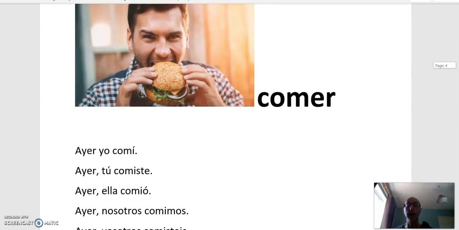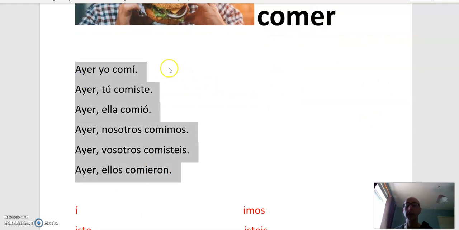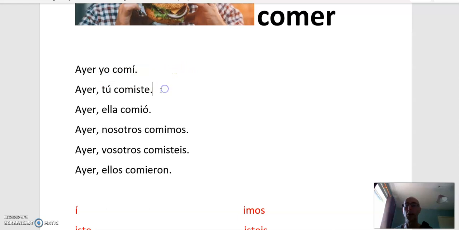Let's have a look at the ER verbs. Comer. So it's an ER verb because the infinitive ends in ER, but we can't just use the infinitive on its own, so we have to conjugate the verb. Ayer yo comí. Ayer tú comiste. Ayer ella comió. Ayer nosotros comimos. Ayer vosotros comisteis. Ayer ellos comieron. Comí, comiste, comió, comimos, comisteis, comieron.